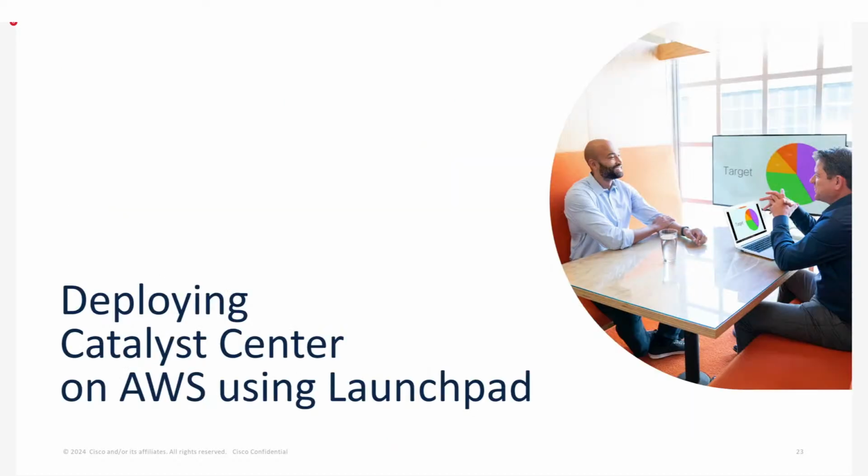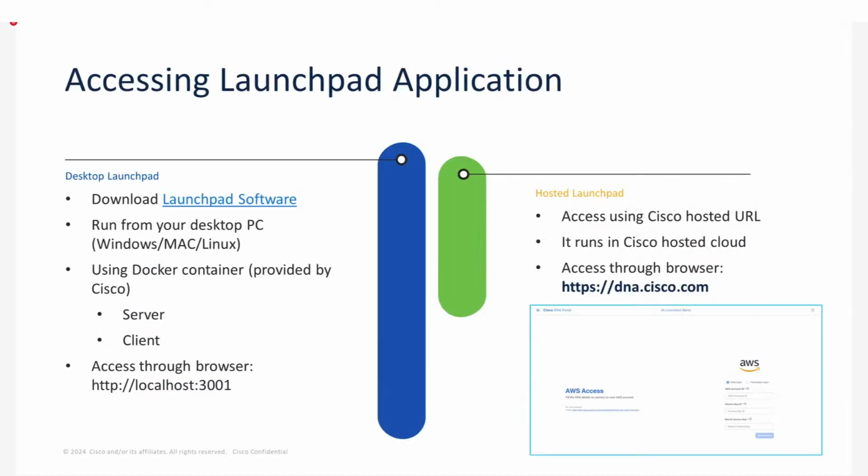Now, deploying Catalyst Center on AWS using Launchpad. Let's see. The first thing that we need to do here is to access the Launchpad application. You can access it either by downloading the software and running the server client on your computer with a Docker container, or you can access a hosted Launchpad through the browser at dna.cisco.com. All you need is access to your AWS account. Again, that needs to be in a supported region.